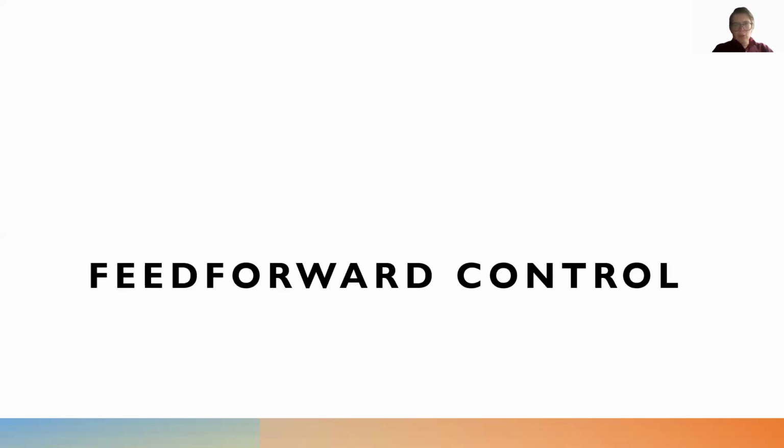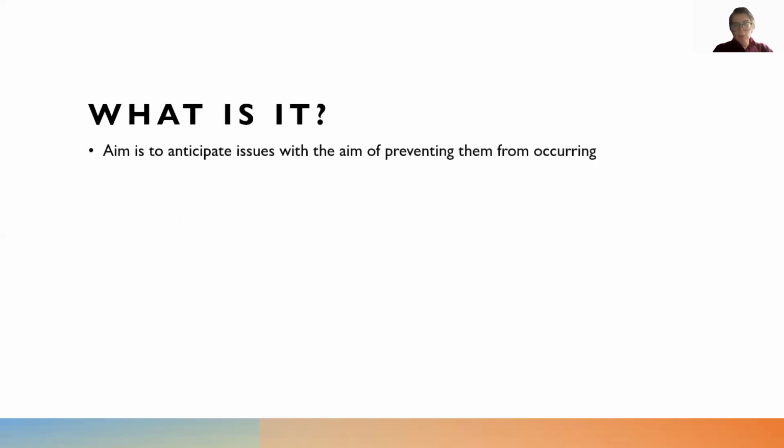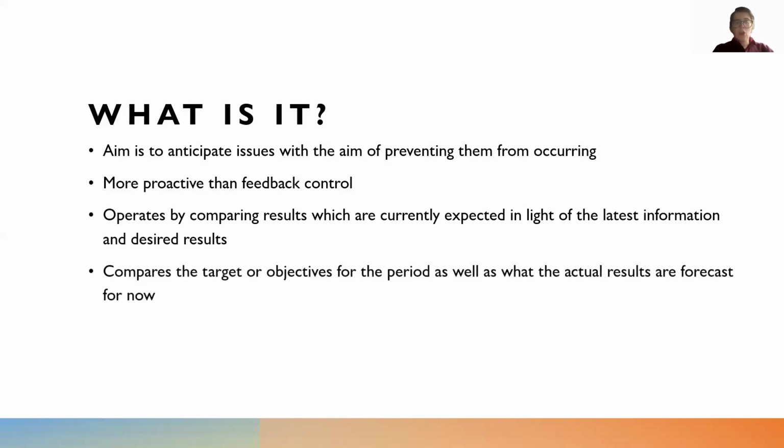Moving on then to feed-forward control. What is it? Well, essentially, it's the opposite of feedback control, and this aims to anticipate issues with the aim of preventing them from occurring in the first place, making it a more proactive approach than feedback control. It operates by comparing results which are currently expected in light of the latest information and desired results. It will compare the target or objectives for the period, as well as what the actual results are actually forecast to be for now.